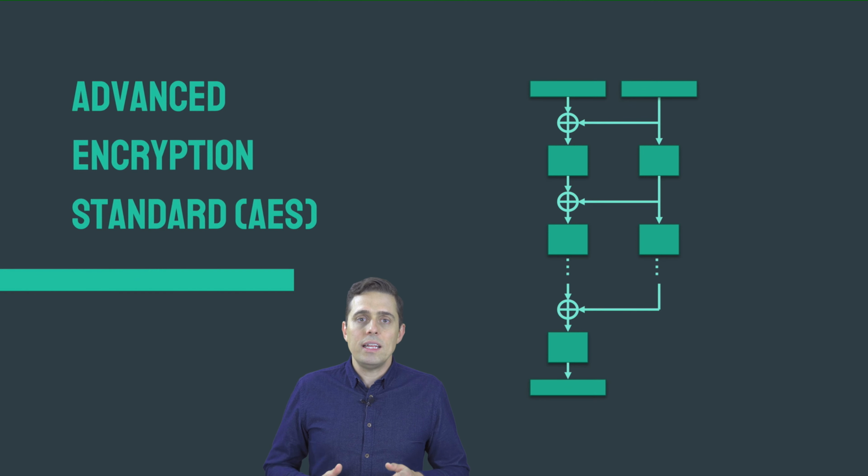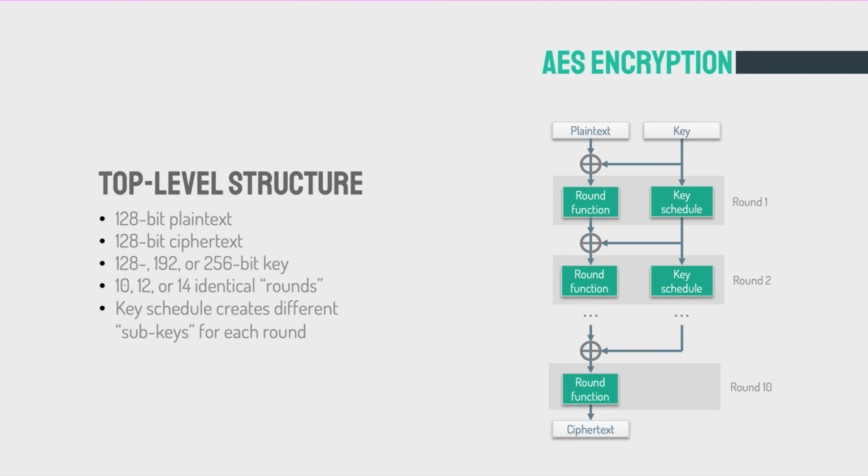Okay, now finally, let's just take a little peek inside a real block cipher, the Advanced Encryption Standard, AES. AES is the most commonly used block cipher on the internet today. At a high level, the AES cipher uses a 128-bit block. That means it accepts 128 bits of plaintext and produces 128 bits of ciphertext. The key can either be 128, 192, or 256 bits.